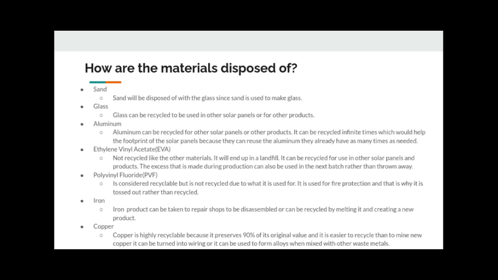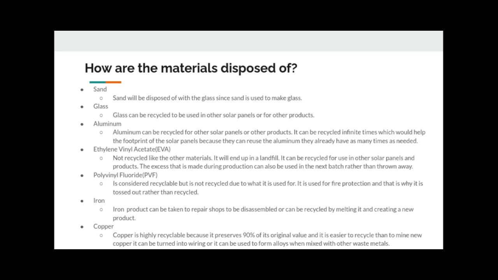How are the materials disposed of? Sand. Sand will be disposed of with glass since sand is used to make glass. Aluminum can be recycled for solar panels or other products. It can be recycled infinite times, which will help the footprint of solar panels because they can reuse the aluminum they already have as many times as needed.